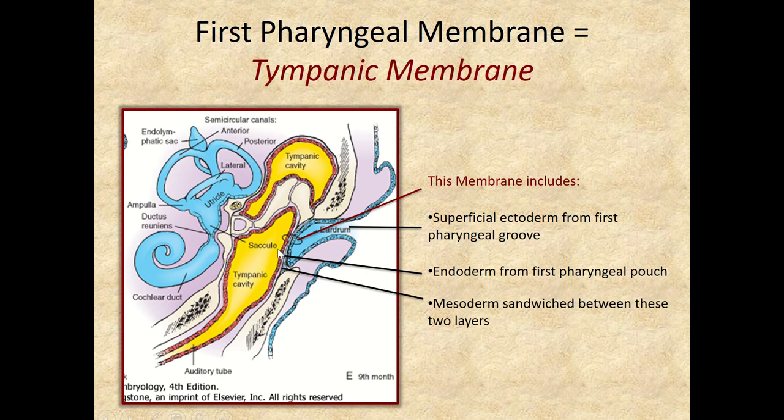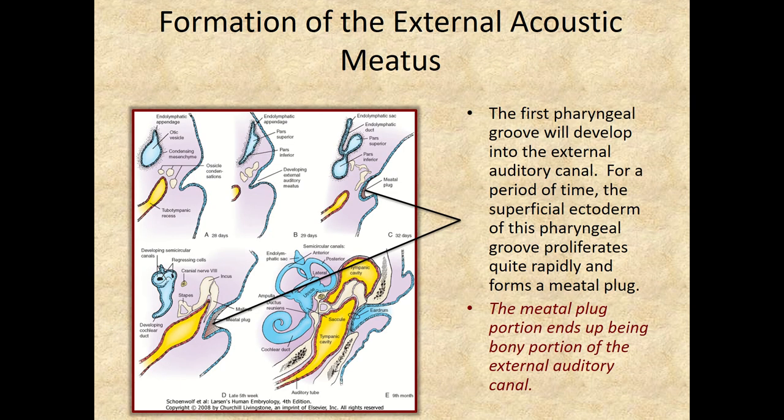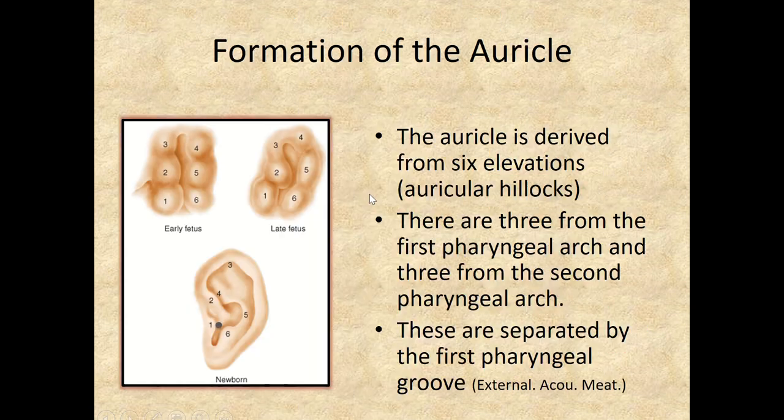Highlighting here, the first pharyngeal membrane is going to become the tympanic membrane, and you have thin skin on the outside because it's surface ectoderm. You have a little bit of connective tissue in the middle when you look at a histology picture of the tympanic membrane. And on the inner surface, you usually have a little bit of cuboidal cells derived from the first pharyngeal pouch. The external acoustic meatus is really an extension of the first pharyngeal groove, so it's going to have thin skin.